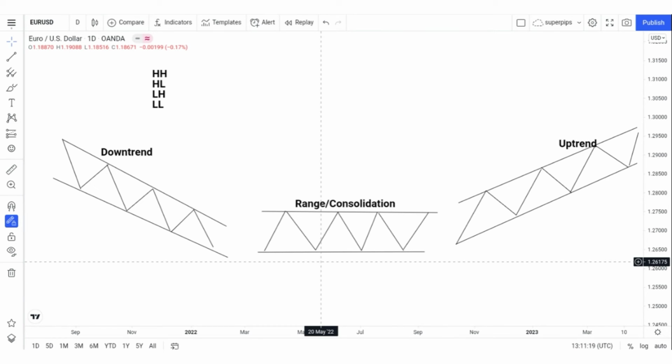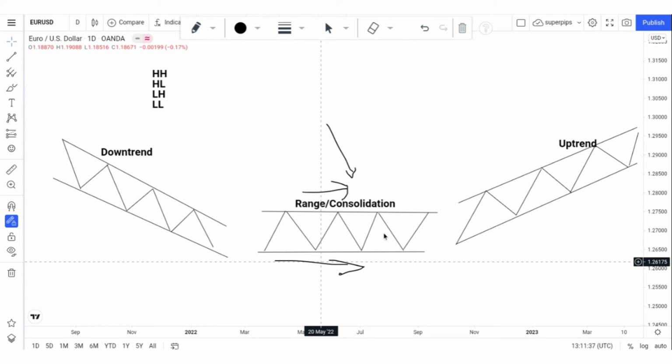So moving on to the range and consolidation market, it is when price is not yet identifiable to say it's an uptrend or a downtrend. So the market will be trading sideways, and the price is undecided yet. So this is where most traders lose their money.